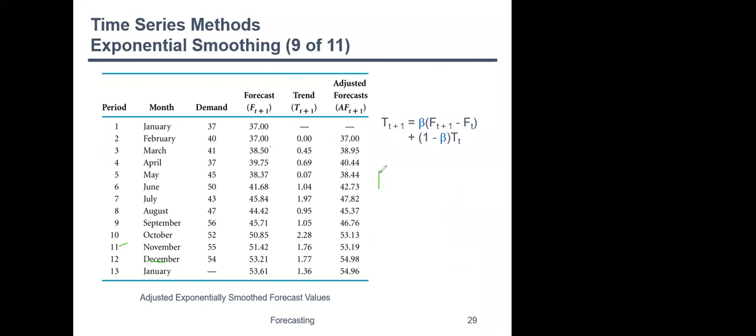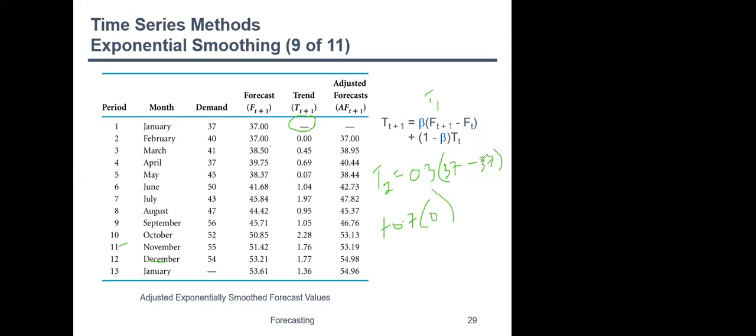You realize that under T2, if you are trying to find the T2, it will be 0.3 into bracket D1. So that is 37 minus 37.0 plus 0.7 multiplied by T1. But you realize that here there's nothing like T1 because we will not be able to get the previous data. So the dash there means it's just 0. We don't know it.